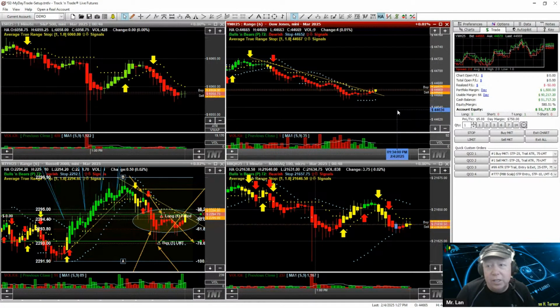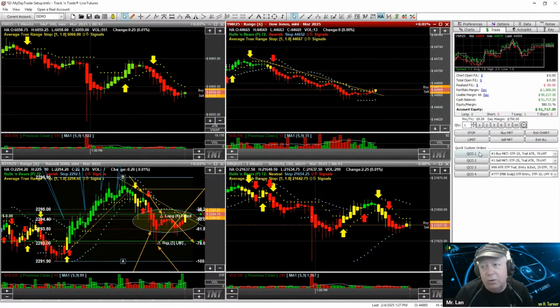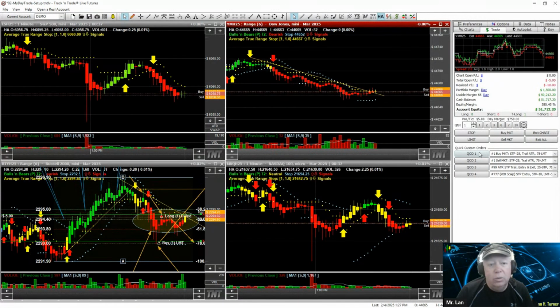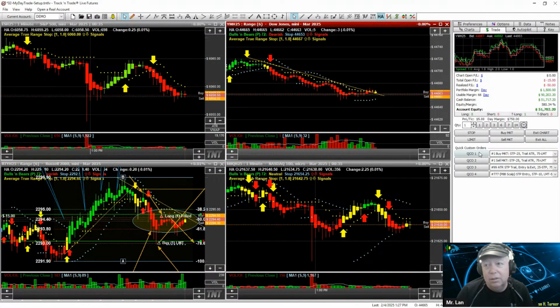Come on, that's a range 6. We should get a flip right here. Come on. Flip, flip, flip. Flip to the other side, yellow dot on the Dow. We're looking for the dot to flip for us. We're trying to go long down there on the Russell. No, it ain't going to flip on the Dow.